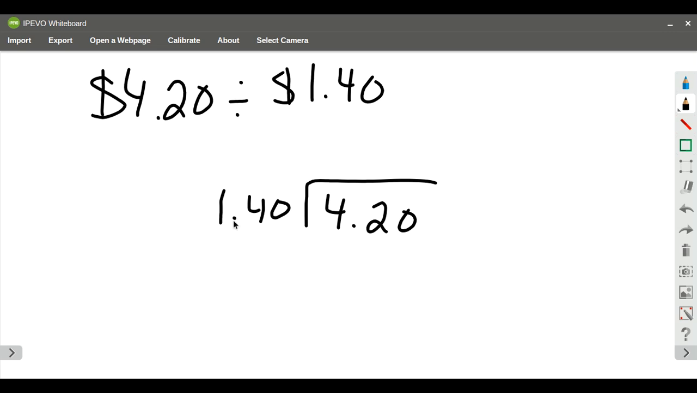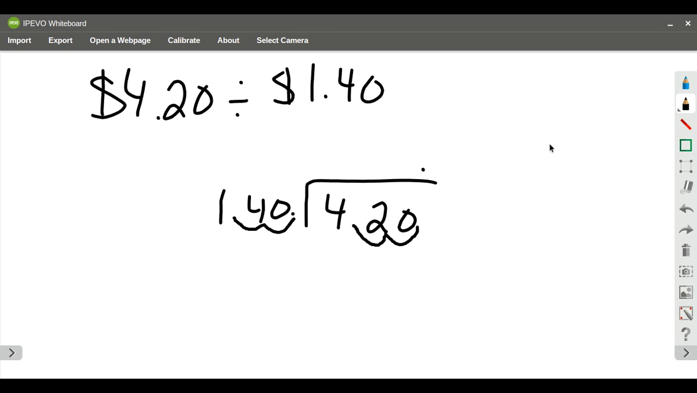So to get this to be a whole number, I need to move the decimal over 2 places to the right. So if I move the decimal 2 places over to the right, 1, 2, my rule in math, really, we talk about balancing. So if I do something over here to this value, I need to do the same thing to this value. So I'm going to move the decimal over 1, 2. And then after I move the decimal, I'm going to bring it straight up.